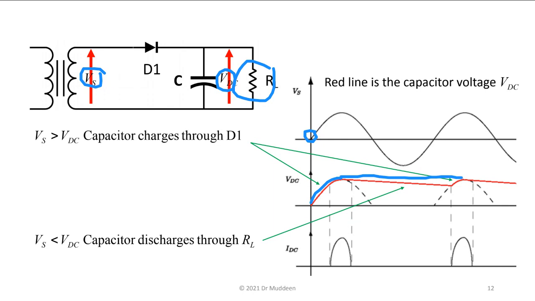Okay, but it discharges through the load until the next cycle comes around when Vs goes positive and gets greater than whatever the capacitor voltage is, less the voltage drop across D1, right? And then it charges back up again, and so the process repeats itself. So the capacitor voltage now is this red line. It's a little bit better than the half wave behavior that we had before, but it's still not quite there yet.